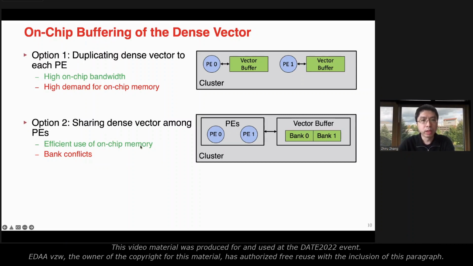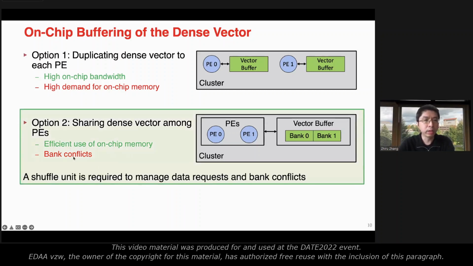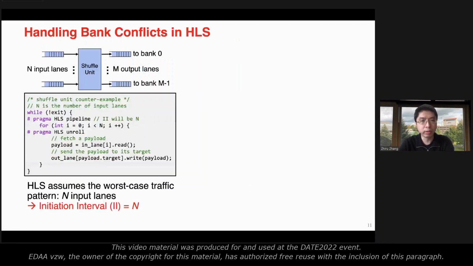So that's where we use this shared dense vector scheme. Basically, we use banked memory. So we do duplicate, but we limit the degree of duplication. And we do share the dense vector for a number of PEs. So this number is configurable. That's where we have a more efficient use of on-chip memory. But obviously we have to handle the bank conflict. The bank conflict may occur, although the goal here is to minimize the occurrences of these conflicts. So that's where we have to insert a shuffle unit to manage the data requests and also the bank conflicts.